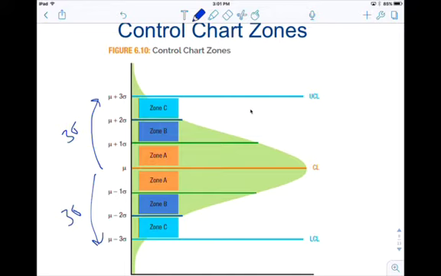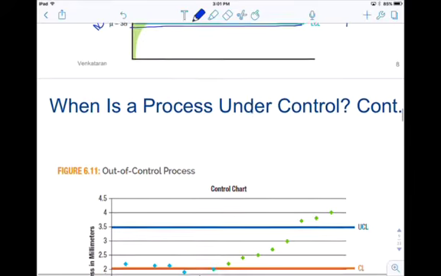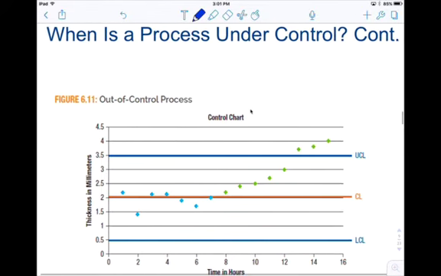Therefore, we tend to represent our statistical control charts in this fashion. You can think of the upper control limit as the mean plus 3 sigma, and the lower control limit as the mean minus 3 sigma. You want your operations to fall between the upper control limit and the lower control limit. So let's take a look at this chart then.